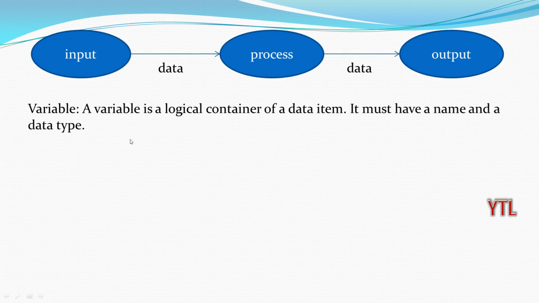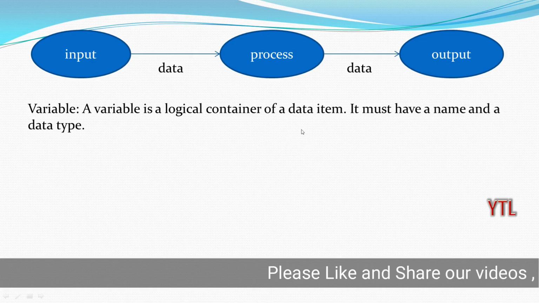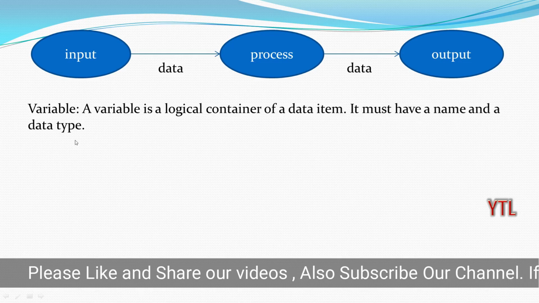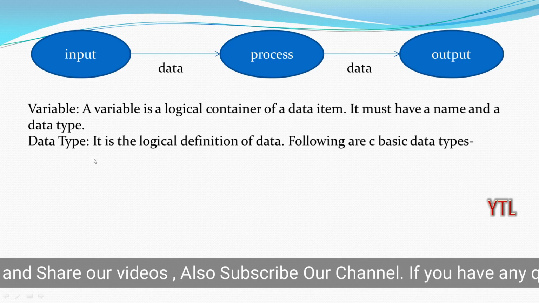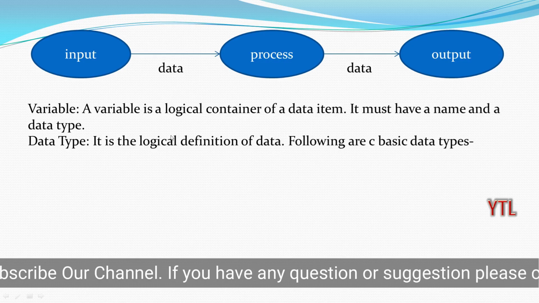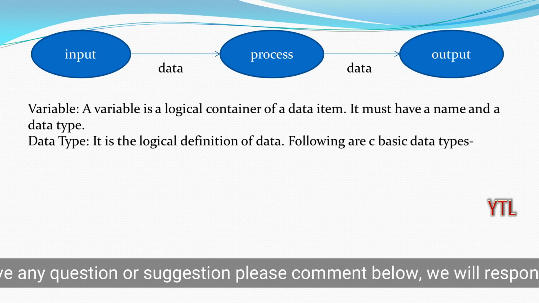What is a variable? A variable is a logical container of a data item. Logically, we can say x equals 5. So x is the logical container of the value 5, and it must have a name and a data type. What is a data type? Data type is the logical definition of data. It says what type of data it will store, how much memory it needs, and such information.